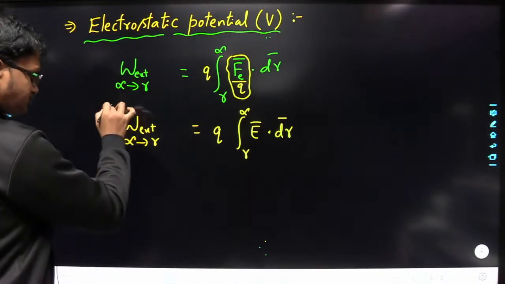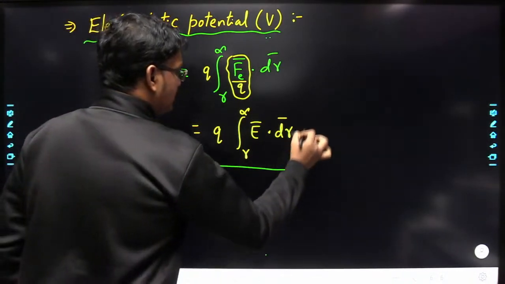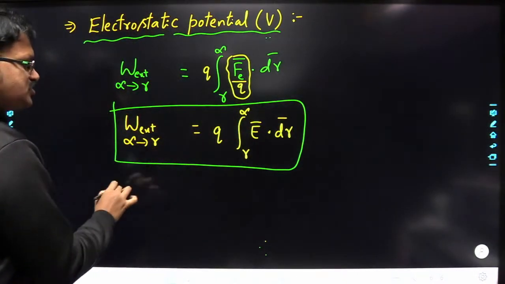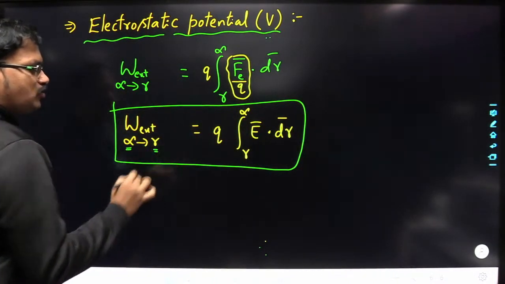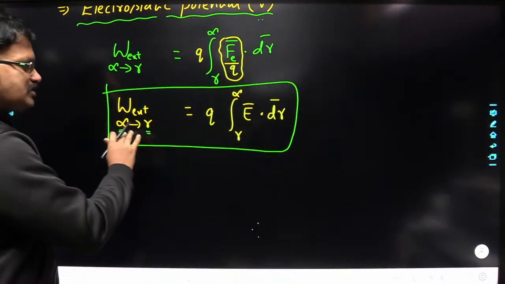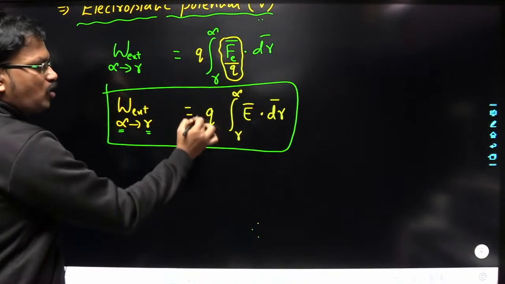So this is the work done by the external agent in moving the charge from infinity to R. So what is the charge we have moved here? That is nothing but Q amount of charge.